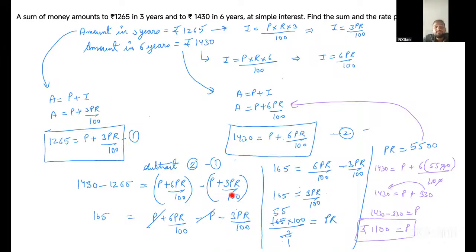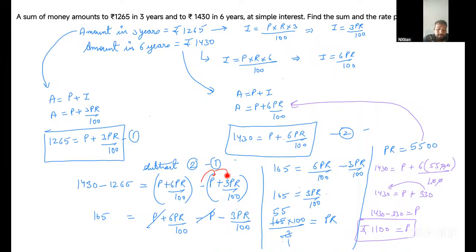Did you understand, guys? Okay. Now this minus sign will multiply with both the numbers, this and this. So this plus P will become minus P and plus 3PR becomes minus 3PR, because the minus sign is multiplying with both the terms inside the bracket. Did you understand?